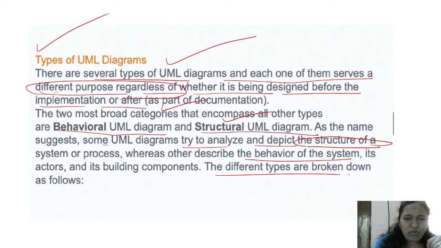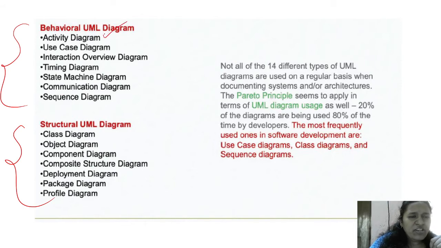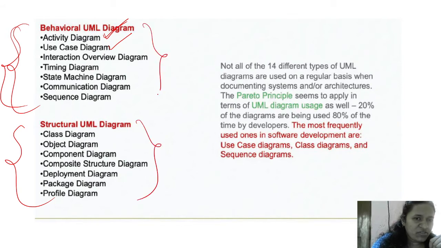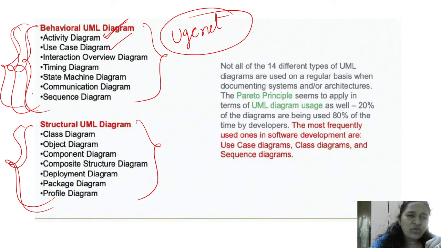The different types are broken down as follows. What are the behavioral and structural ones? Activity diagram shows the behavior of the system. Use case diagram. Please remember this. What are the behavioral UML diagrams and what are the structural UML diagrams? In the exam, they will give this type of simple question also in UGC NET. We have to understand the concept. Structure means they will show only structure. Behavior means they will show how the system is behaving, how it is doing its actions.